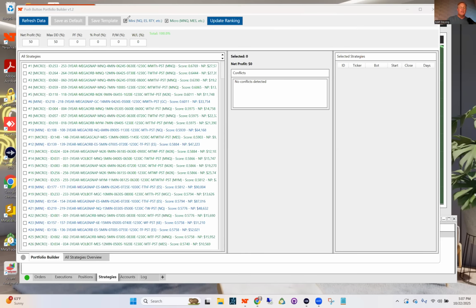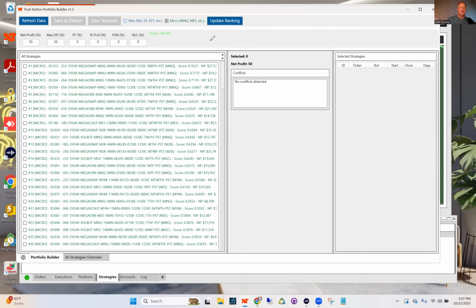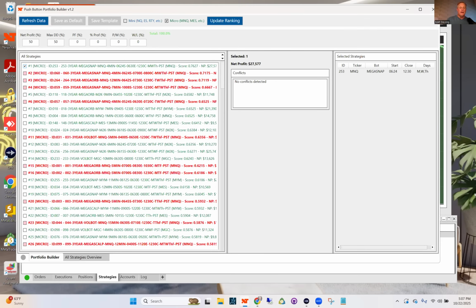Okay. So I'm just going to click the green just to simplify this. We'll have a lot less to look at. And let's say that I like this number one. Okay. Now over here on the right, you'll see the variables. It's going to start trading at 6:24 a.m. And keep in mind, this is Pacific time zone. Okay, so Pacific time zone.